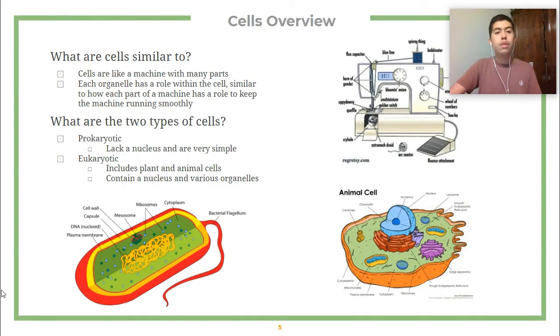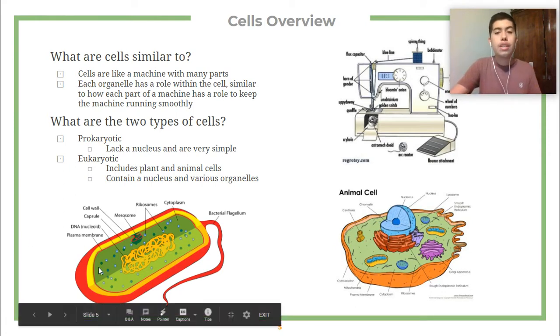So cell overview. What are cells most similar to? Well, cells are similar to a machine with many different parts. Each organelle has a role within the cell, similar to how a machine has a role to keep the machine running smoothly. And on the side here, we have a diagram, right?